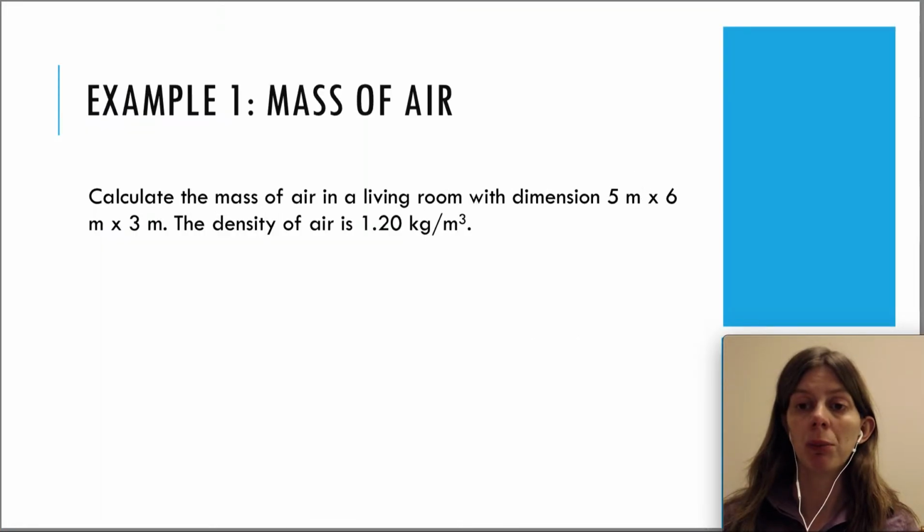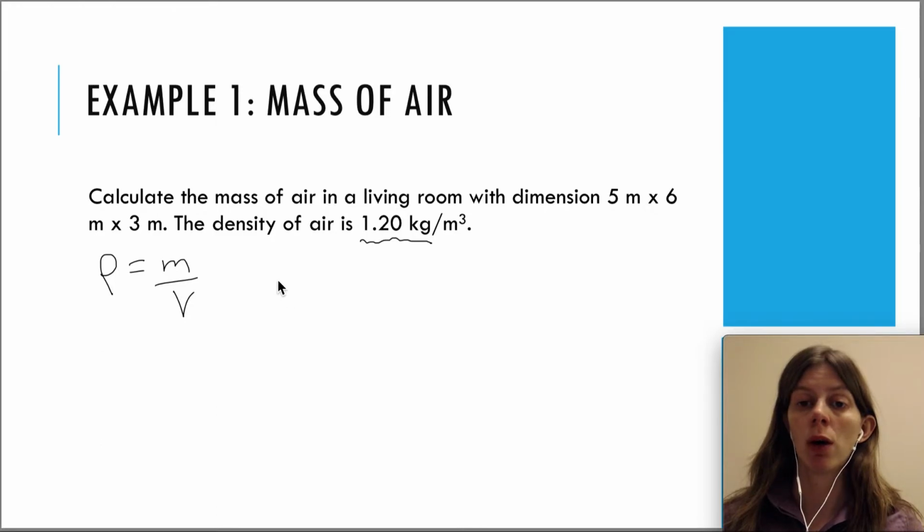I have one more example for this video. This one is to calculate the mass of air in a living room with dimensions 5 meters times 6 meters times 3 meters. We are given the density of air. You notice it's 1.2 kilograms per meter cubed compared to 1,000 for water, so it's way less dense than water. This is just a problem to practice the definition that we just learned, that density equals mass per volume.